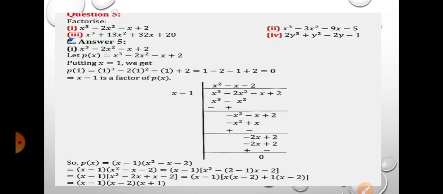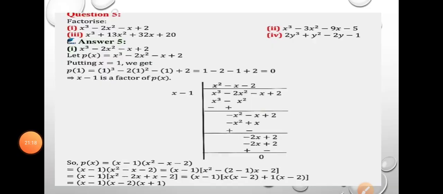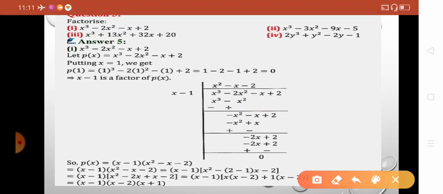Next is the fifth question. Factorize x cube minus 2x square minus x plus 2. So we will use the factorization method. First of all we will find the factor 1. So we will put here by hit and trial method. First of all we will put the value of x is equal to 1. We will get the answer equal to 0. By putting the value of x is equal to 1 we will get the answer equal to 0. So x minus 1 is a factor.